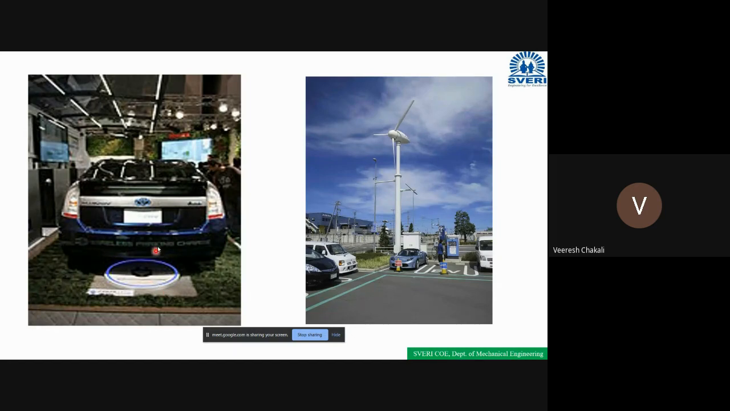This is also a charging station. But what is it? It is without cable connection. For example, if you know the transformer, the transformer has two windings, primary winding and secondary winding, but there is no electrical connection between the primary winding and secondary winding. It is clear. There is no electrical connection between them, but the power is transferred from the primary winding to the secondary winding.